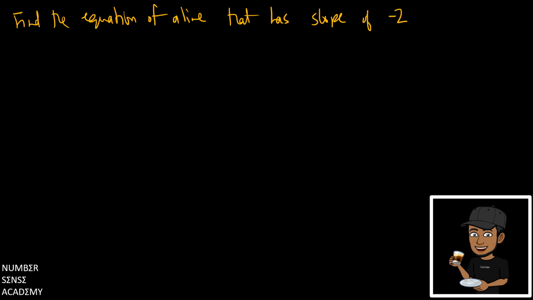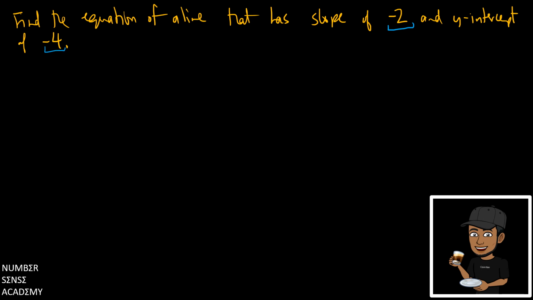Find the equation of a line that has slope of -2 and y-intercept of -4. So given the information, I have the slope of -2 and the y-intercept of -4.